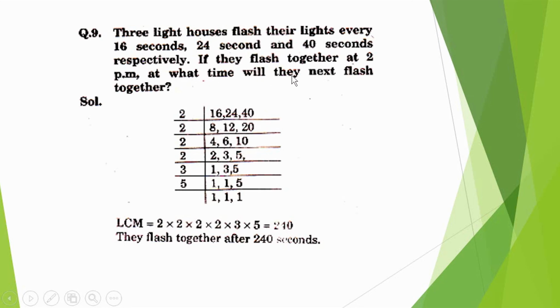3 lighthouses flash lights together every 60 seconds, 24 and 40 seconds. If they flash together at 2 p.m., at what time will they next flash together? We take the LCM of these 3 values.